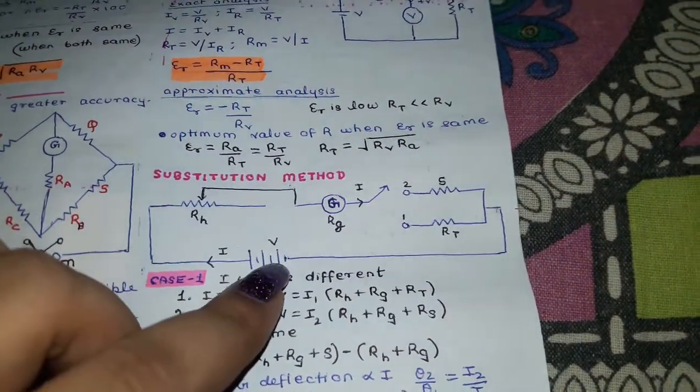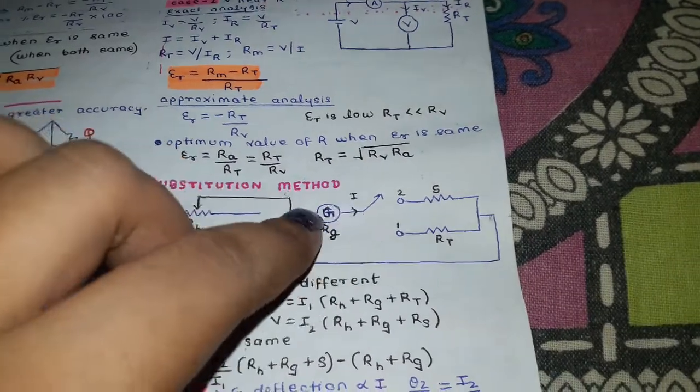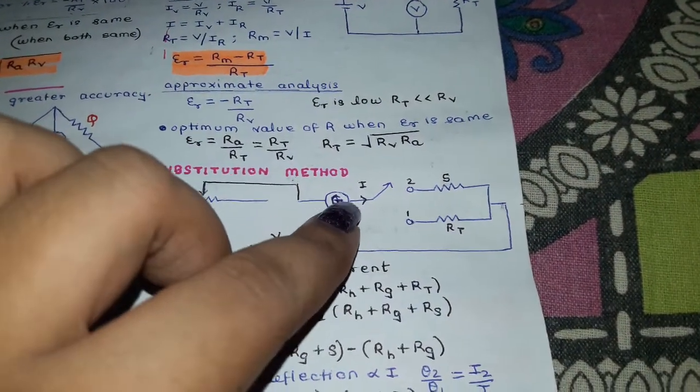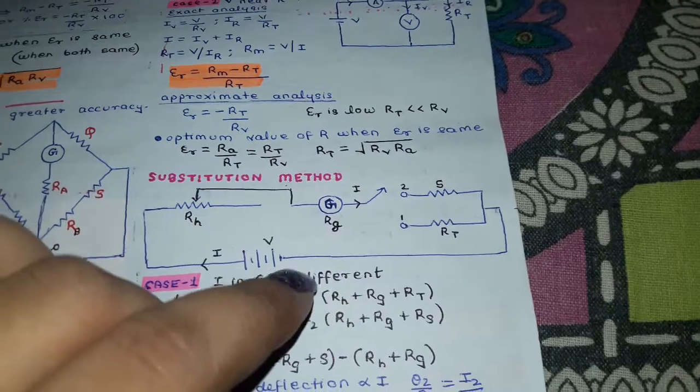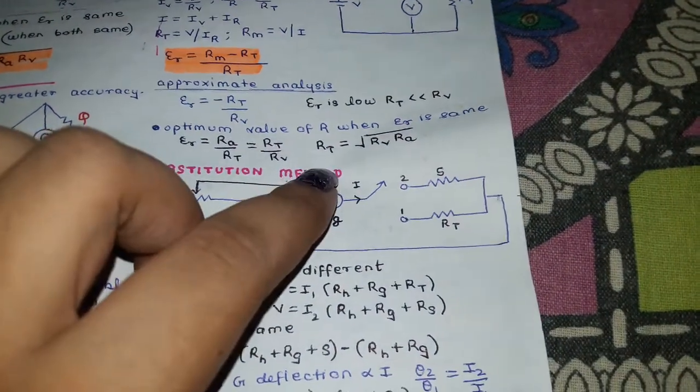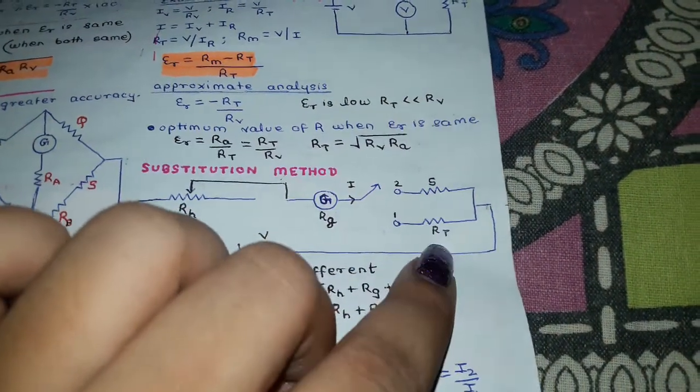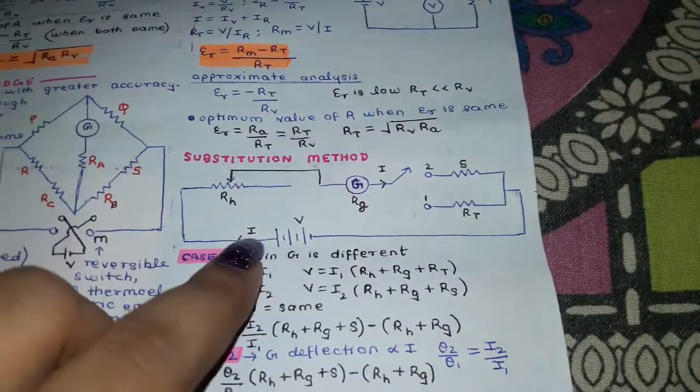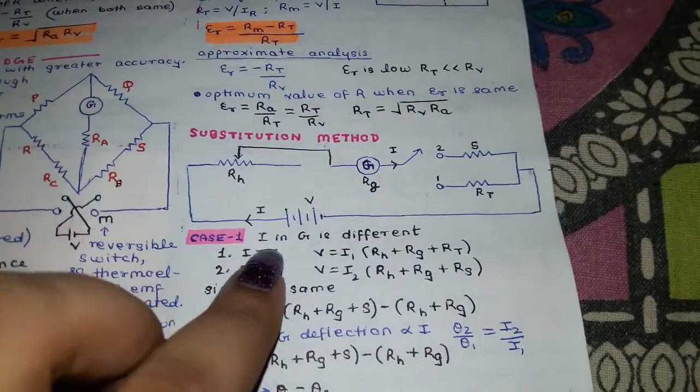When you know the voltage and you can measure the current, with the help of galvanometer deflection you can measure the current as well. When you know the voltage and you can find the current, you can easily determine the unknown resistance. This is the basic idea of the substitution method. So this is your case 1.